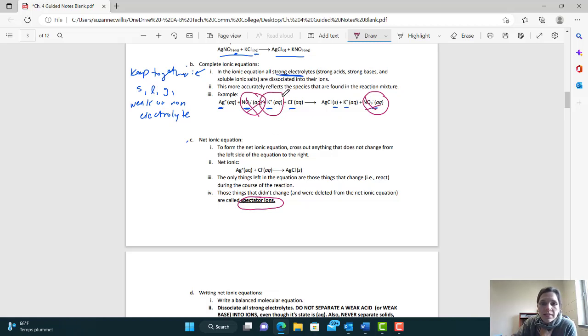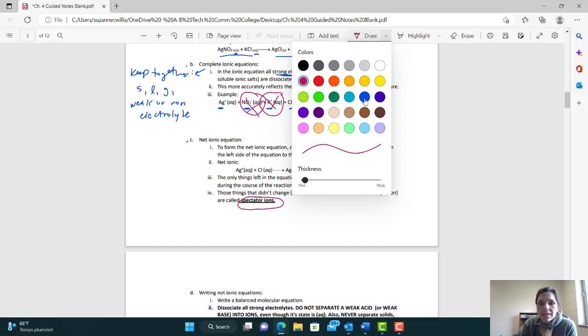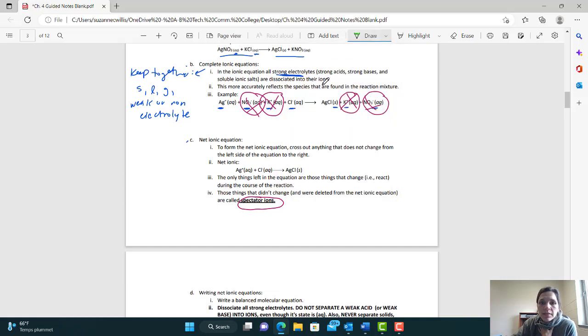Same with the K+. See how he's still an ion? So he's a spectator ion. But look at the other guys. The other guys actually did something. Look, silver was alone, chloride was alone, and now they're in a clump together. So that's why the net ionic only includes these components, because that's who's actually changing. And you leave out spectator ions.